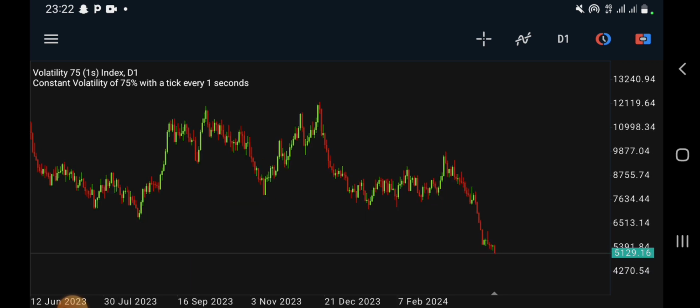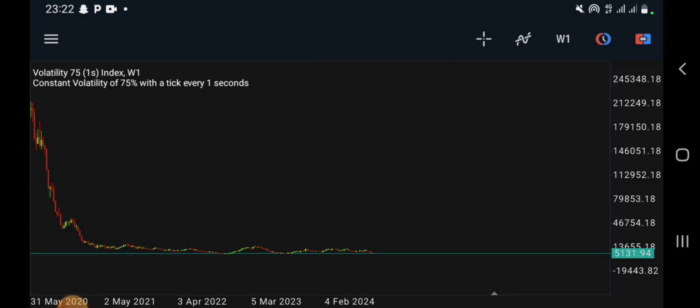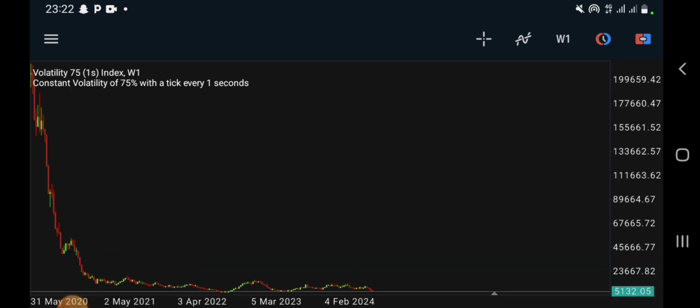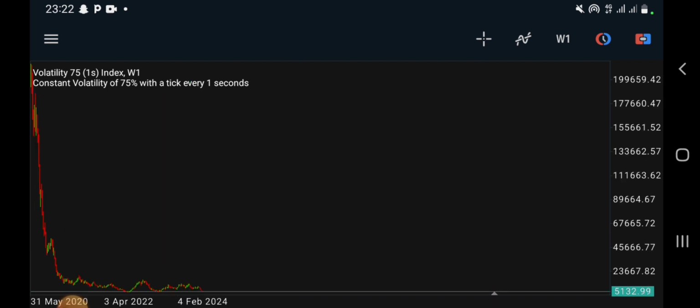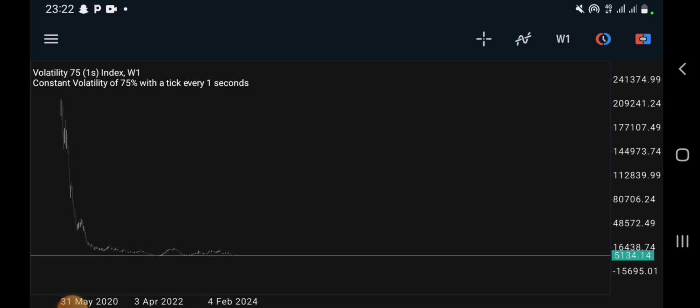Alright, so guys, whenever I want to place a trade, the first thing I usually do is go to the higher time frame. So I'm going to start this analysis with the weekly time frame. Now if you look at the weekly time frame, this V75 1s is really on the downtrend.